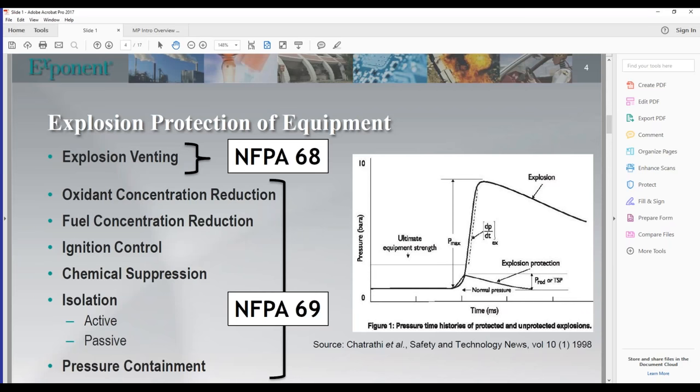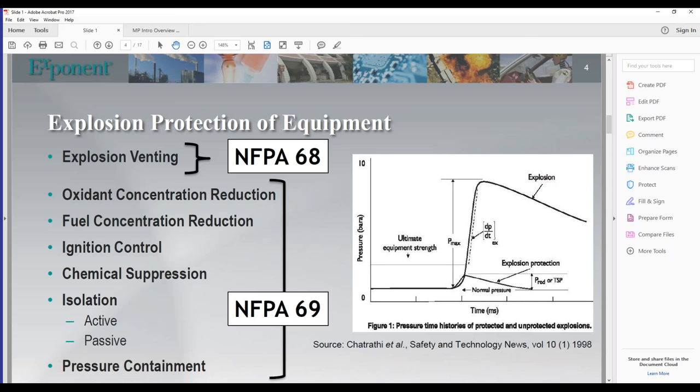Yes. Okay. So I'll just briefly go through the NFPA 69 code, which is the standard on explosion prevention systems. Bob Zalosh will talk about NFPA 68, which is the standard on explosion protection by deflagration venting. And these two are complementary standards.